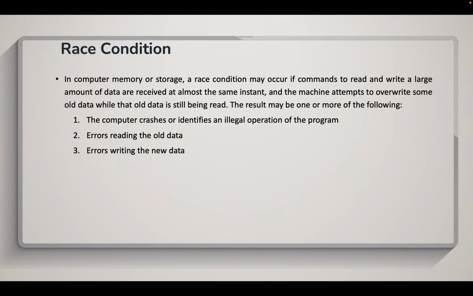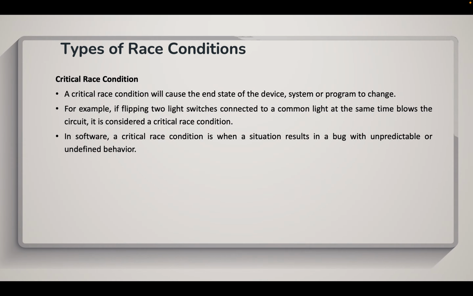A race condition may result in the following: the computer crashes, reading wrong data, or writing new data wrongly. These are various problems that occur because of race conditions. Types of race condition: critical race condition. For example, if more than two processes access the account at the same time and the account is not properly synchronized by the two processes, the account balance will be wrong. That is a critical race condition.